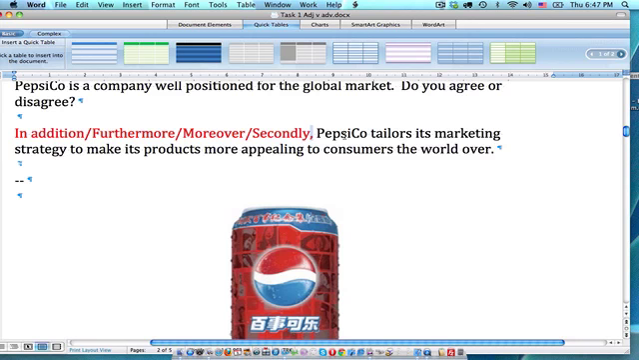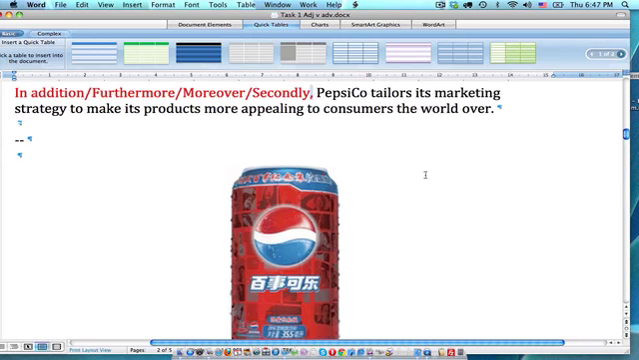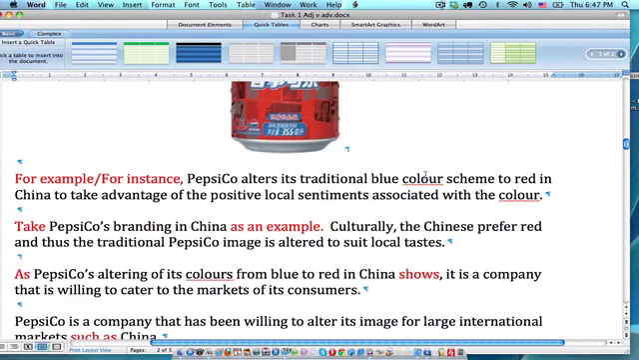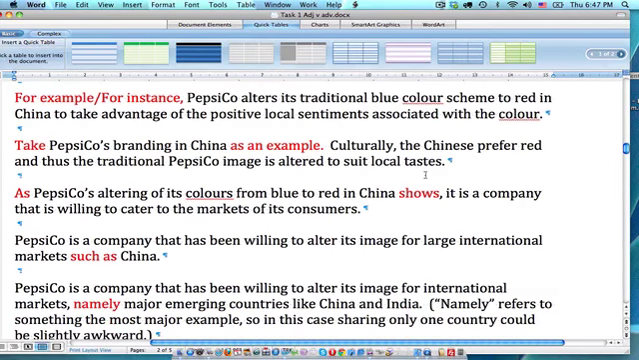So, furthermore, PepsiCo tailors its marketing strategy to make its products more appealing to consumers the world over. Okay, this would be a topic sentence for our example. Now, the next sentence, as you know, would share specific examples. And I've listed here several different ways that we can share examples. So please note the different ways that you can word this sharing.